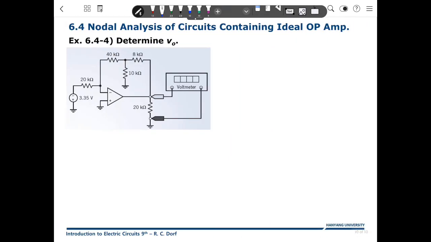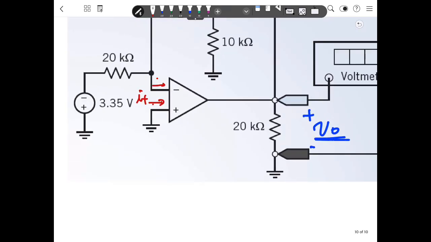And this is another example. We'll try to determine the V out. The V out is here, so we want to know that value. This problem we'll try to solve here. At first, we define I plus, and this is I minus, and this voltage is V minus, this voltage is V plus. Right at first, I minus is 0, I plus is 0, V plus equals V minus.